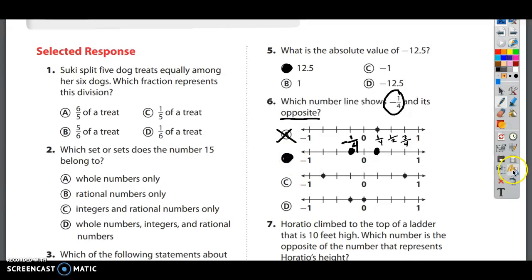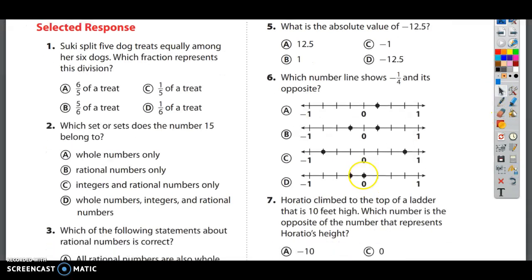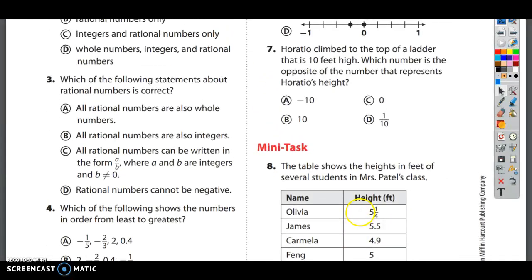Alright, a couple more. Let's check out question 7. Horatio climbed to the top of a ladder that is 10 feet high. Which number is the opposite of the number that represents Horatio's height? So he climbed up 10 feet high, and then we need to find the opposite of that. Well, the opposite of positive 10 feet is going to be negative 10 feet. The answer is A, -10. Just read carefully, and they're all pretty easy.